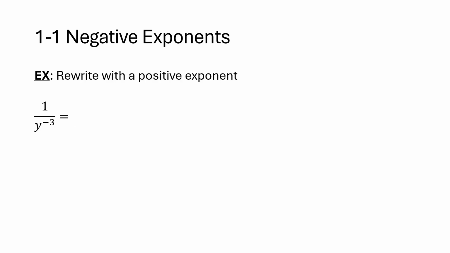You can also use negative exponents to rewrite algebraic expressions. So here we have 1 over y to the negative third power. And to make that positive, all we did was we took the inverse, which meant bringing it from the bottom to the top, and now we have y cubed. And that's all there is to that.